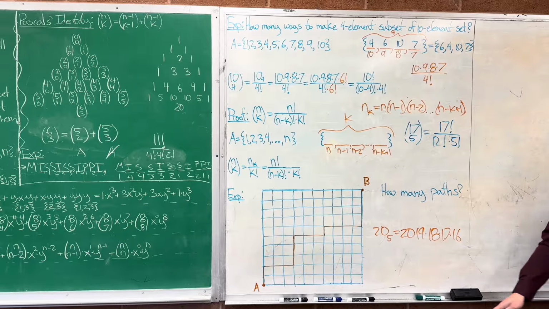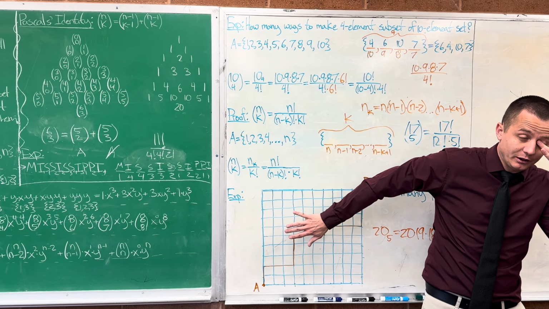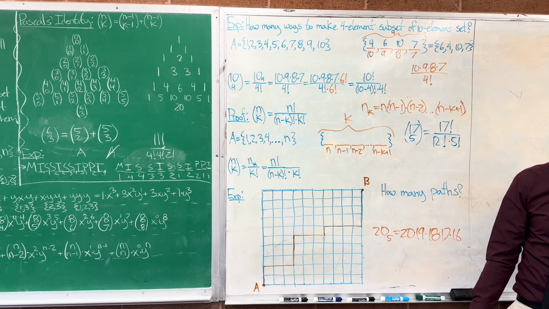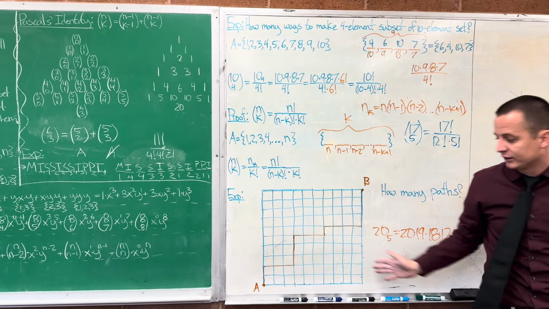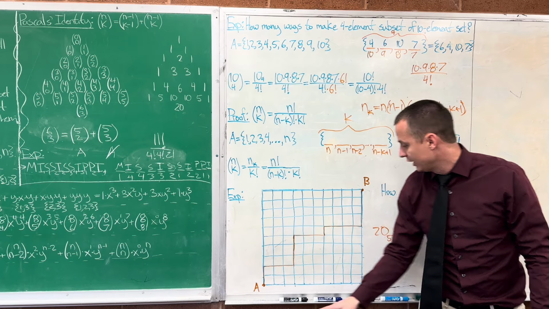Okay, final example, final problem we're going to do. We are looking at a bird's eye view of some city. And so the grid is all the roads. We're looking at city blocks. So it's 10 by 10 city blocks, and this is our entire city. We're at point A. We're trying to get to point B.